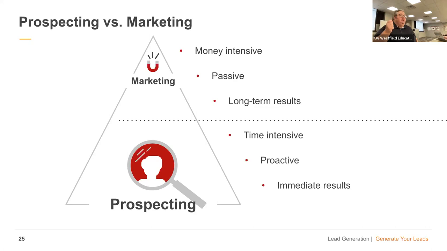What are people going to do with that postcard, do you think? They're going to look at it and throw it away. But does that matter? No. It's a touch. It's your name, your face.